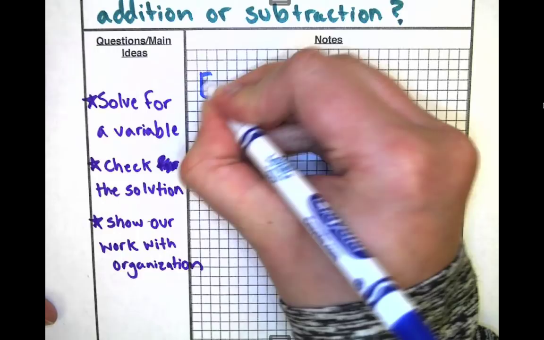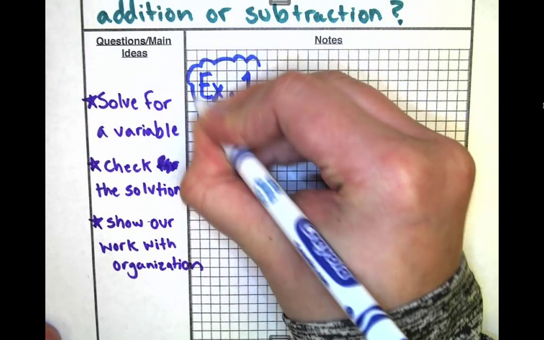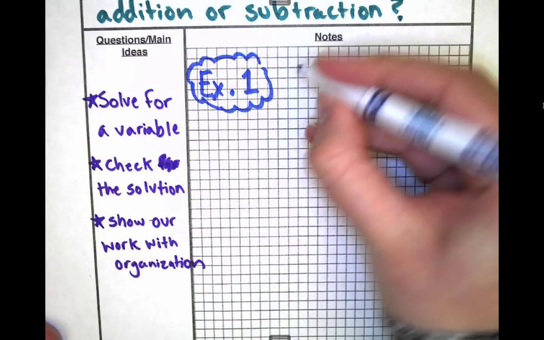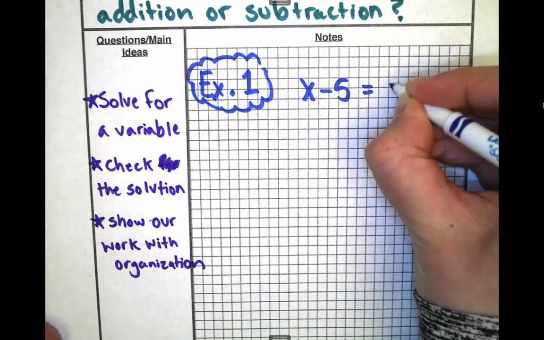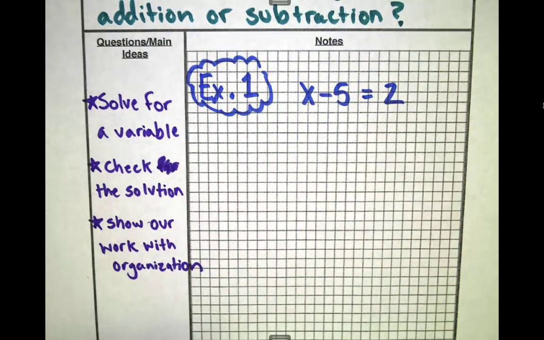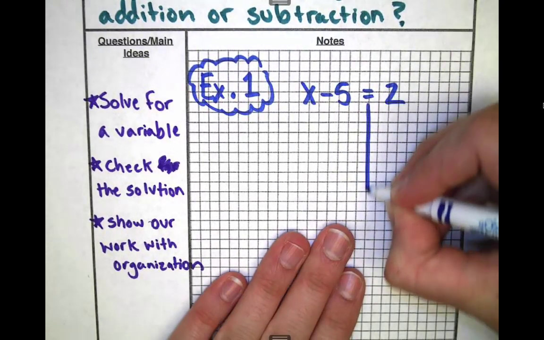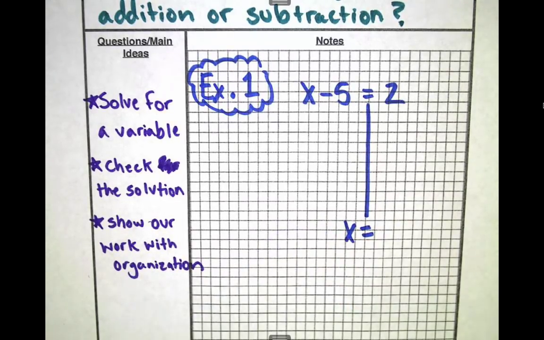Let's do an example called example 1. And for this first example, let's solve for x. Let's solve this. X minus 5 equals 2. So what have we been doing? We've been putting a line down the equal sign, and at the bottom we want to get x all by itself. We want a solution.